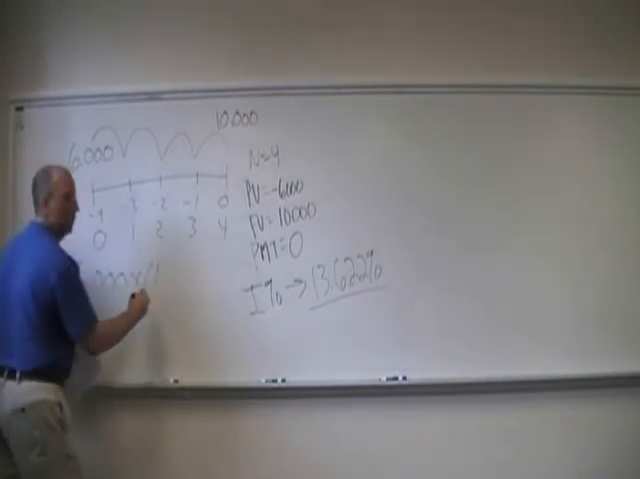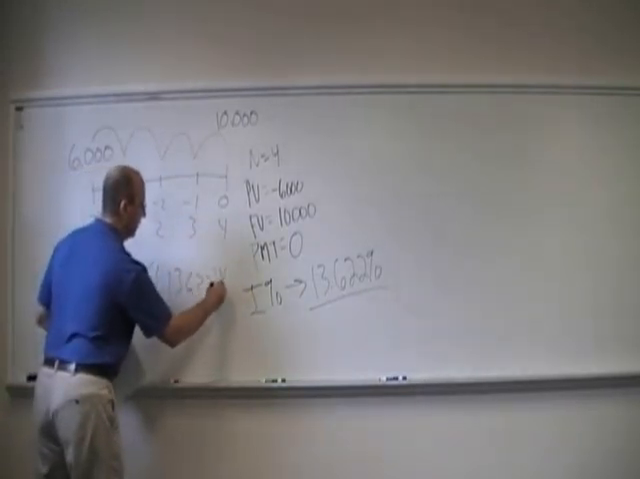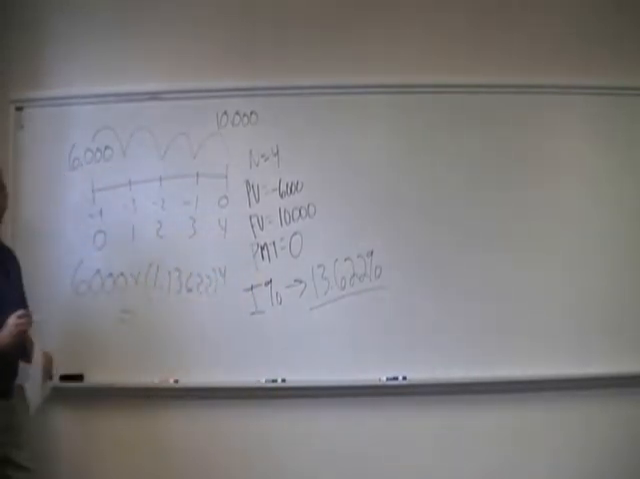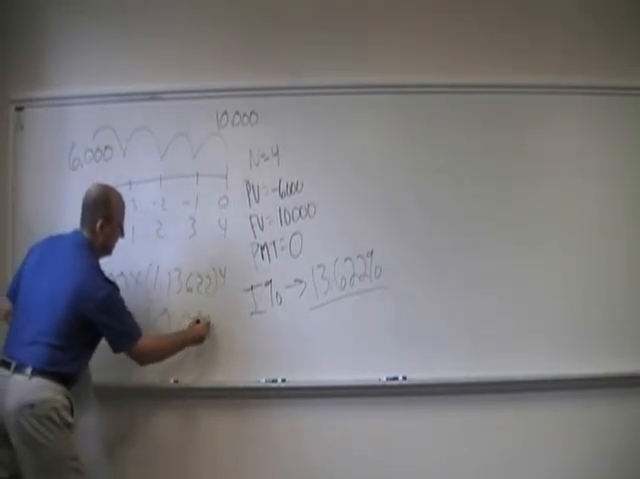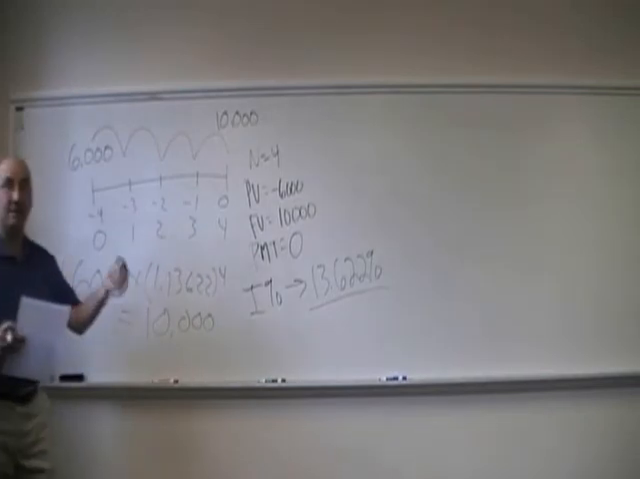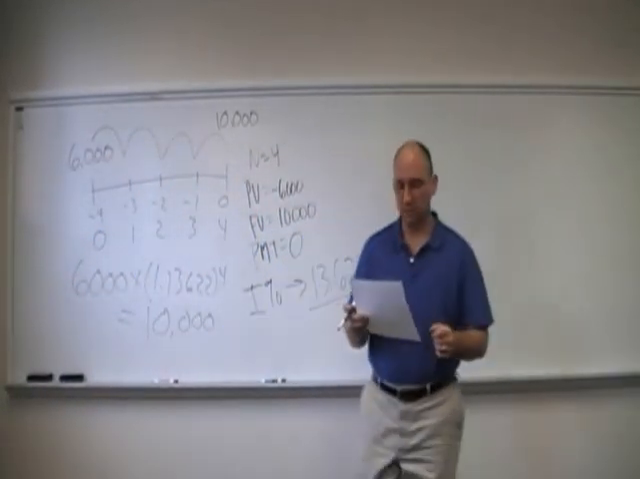And you can check it if you want. 6,000 times 1.13622 to the fourth. And what does that equal? Exactly 10,000. May not equal exactly 10,000. There might be slight rounding, but it'll be within a few cents.